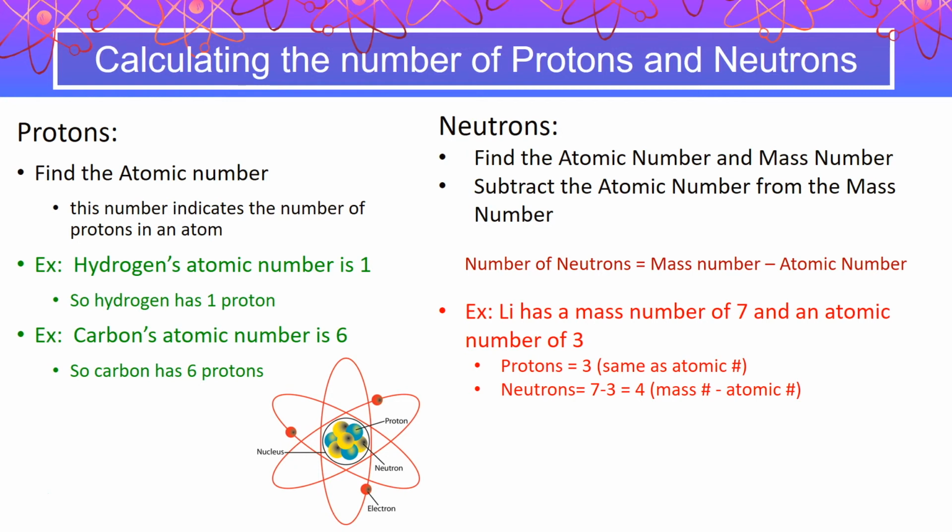So our example there says lithium has a mass number of 7 and an atomic number of 3. So that must mean you have 3 protons, because that's what the atomic number is. And so to work out the neutrons, we can go mass number, which is 7, minus protons, which is 3. So 7 minus 3 is 4. So lithium must have 4 neutrons.